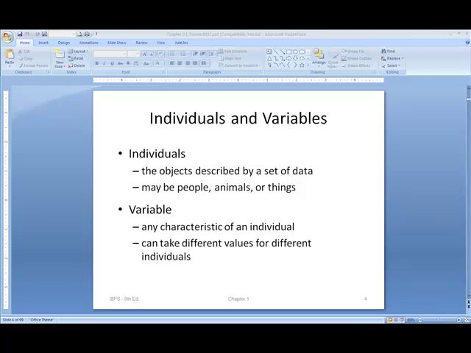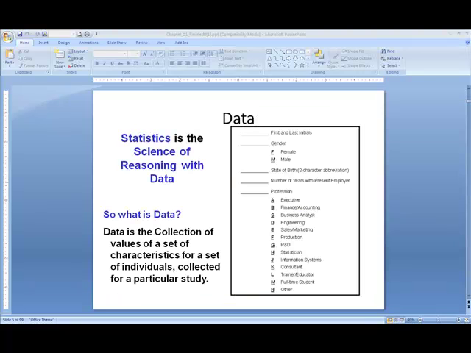Now we'll be asked a particular question, so we have to either have individuals and variables that we're going to be looking at. So what's an individual? It's the objects described by a set of data. It could be people, animals, or things. And a variable, what's a variable? It's any characteristic of a particular individual. It can take on different values for different individuals. So let's look at what is data. Well, data is a collection of values of a set of characteristics for a set of individuals. And you're collecting it for a particular study.